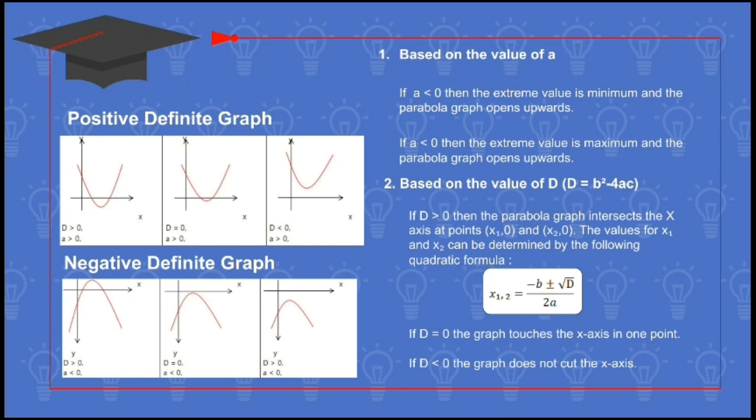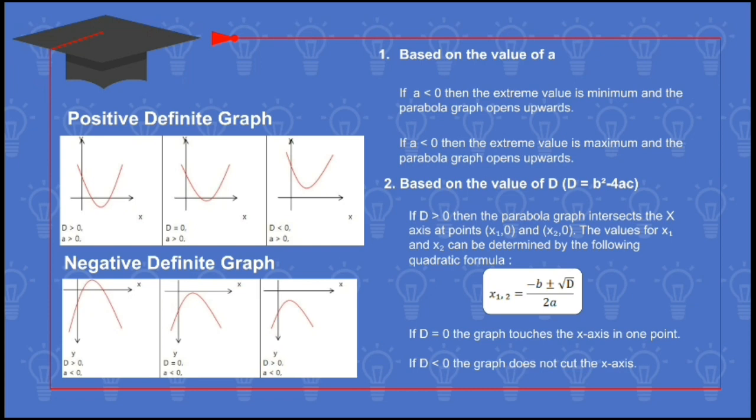Second is based on the value of D, the discriminant. If D is greater than 0, then the parabola intersects the x-axis at points (x1, 0) and (x2, 0). The values for x1 and x2 can be determined by the quadratic formula: x1,2 equals minus b plus or minus the root of D, over 2a.